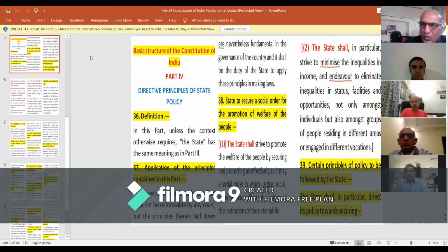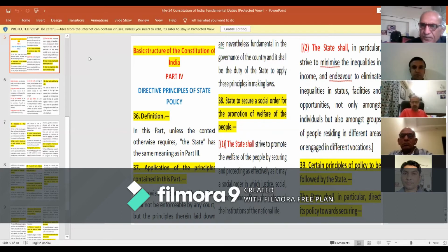So, the fundamental rights of the citizens in respect of the state is the same as it is in respect of the directive principles. Now see, Article 37 says, application of the principles contained in this part. The provisions contained in this part shall not be enforceable by any court.